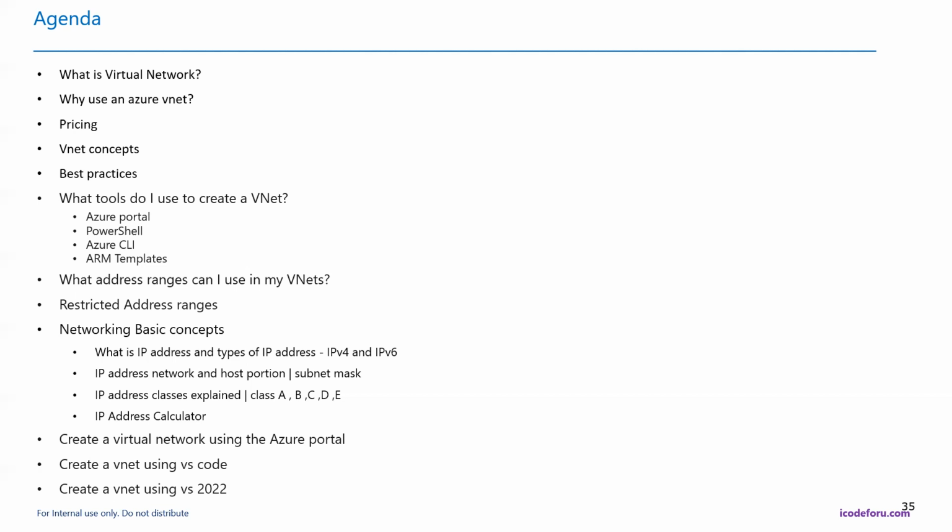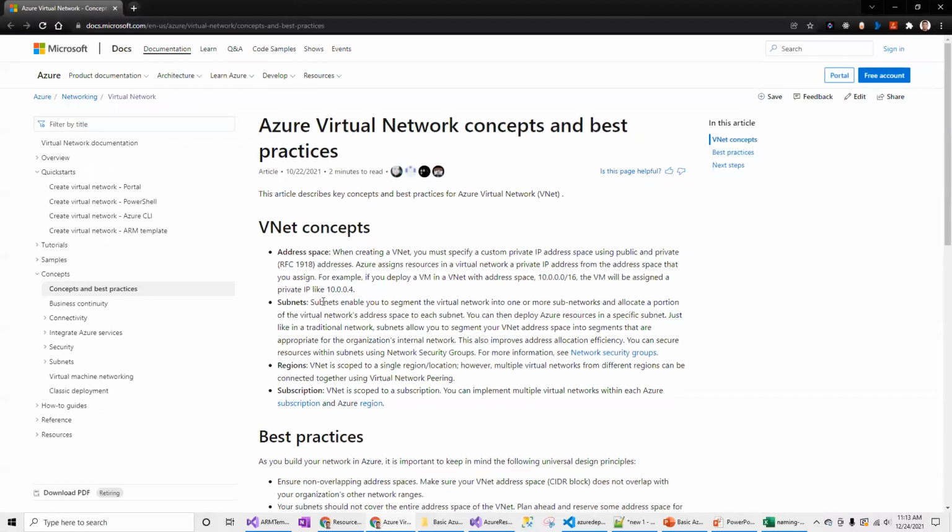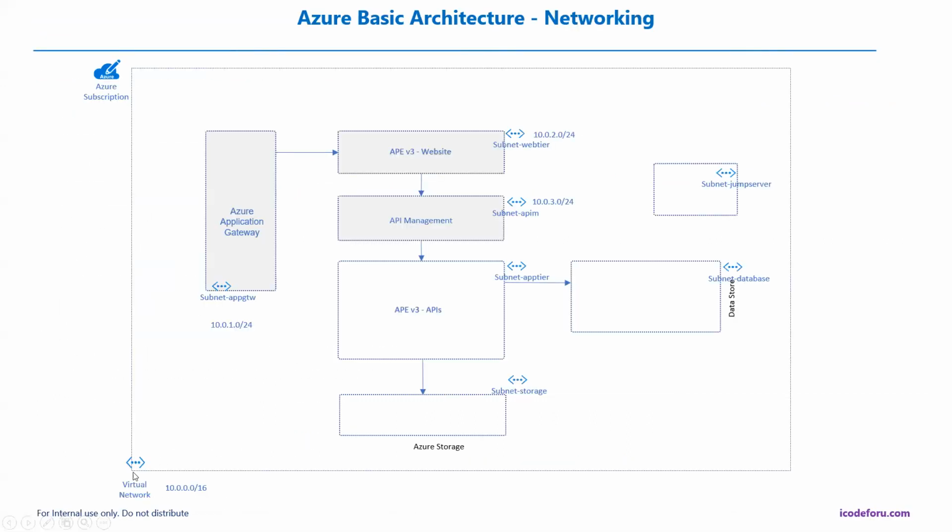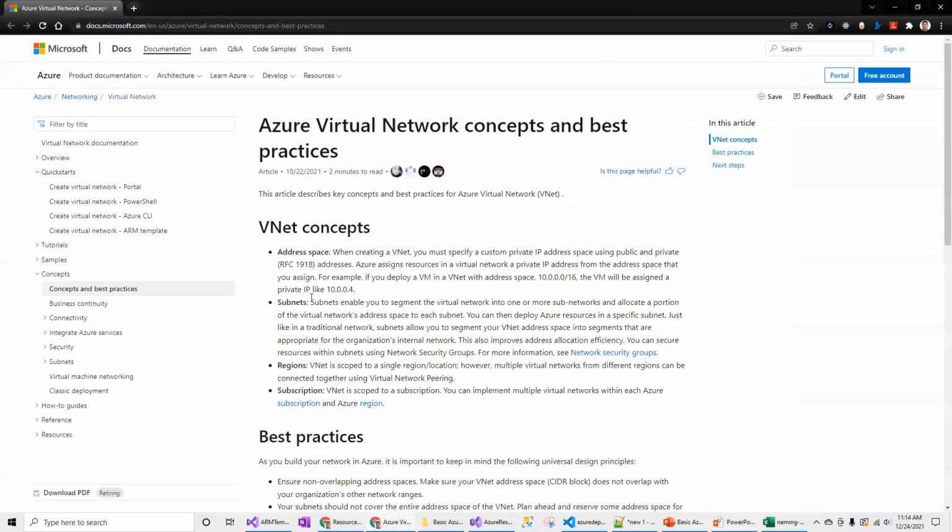Another VNet concept to understand is the address space. When you are creating the virtual network, you need to define the address space. What address spaces are acceptable, what address spaces are not acceptable, those are some of the things we will be discussing. When creating the address space, you must specify a custom private IP address space.